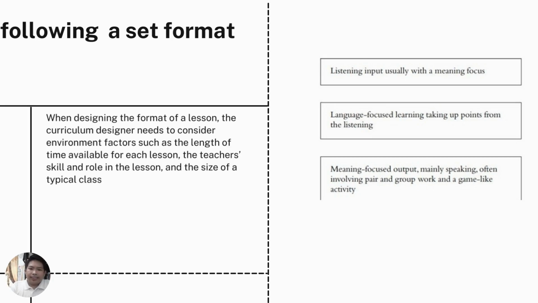The first is listening input, usually with a meaning focus, then language focus, learning taking up points from the listening, and meaning focus output, mainly speaking involving pair or group work, a game, or another activity. So following a set format focuses on the 4 strands that I have explained before.